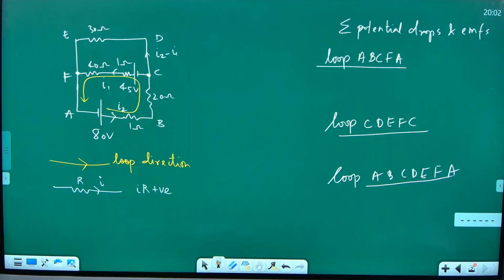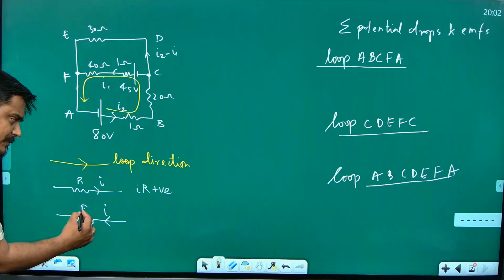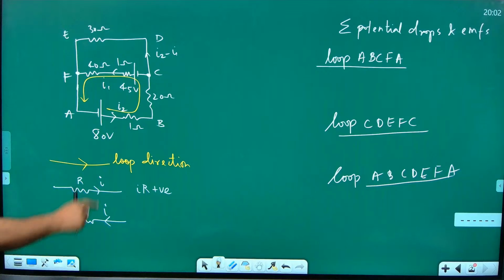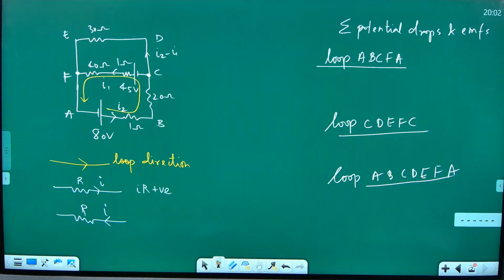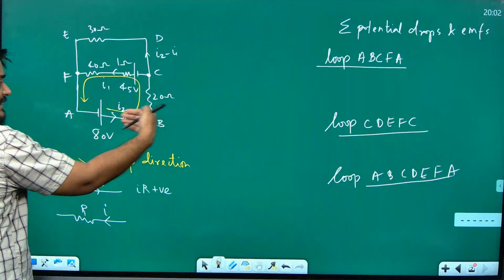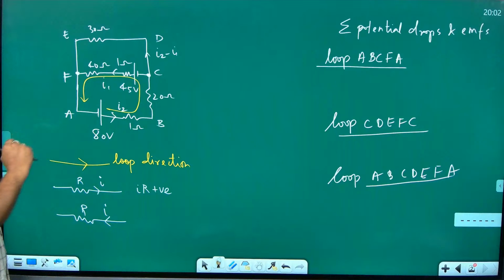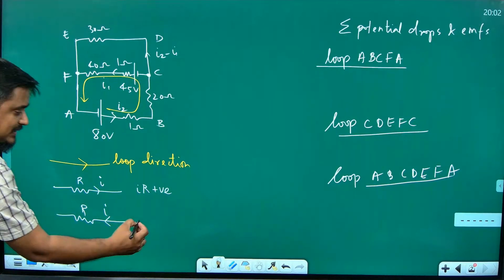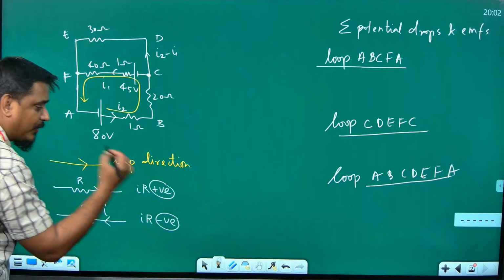There is a second possibility. Second possibility is if your direction is opposite to the current direction. This is also possible. If somebody would have taken loop F, C, B, A, F, they are not wrong, they are also right. But when they are going from B to A, my loop direction is like this and current is coming in the opposite direction. I will take minus I2 into 1. Are you getting my point? So, this IR will be taken as negative. So, here negative, here positive.